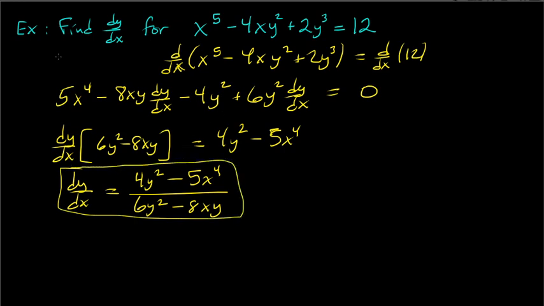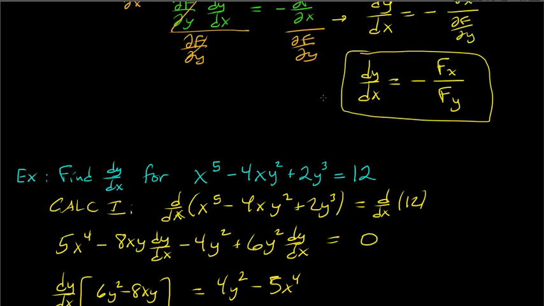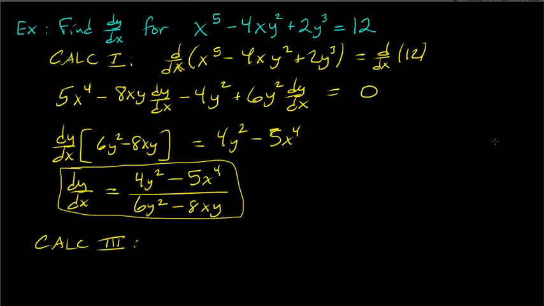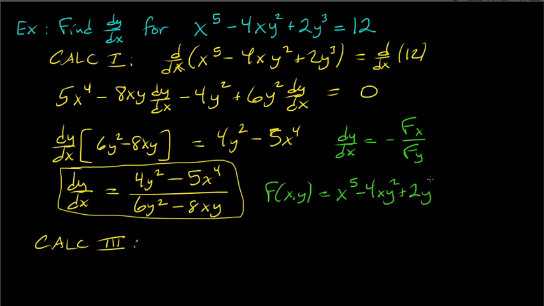Okay, so yep, this is a review. This is the Calc 1 way of doing it. Now, of course, let's do the same problem, but now use Calc 3. In other words, just use this equation up here. Just as a reminder, the derivative of y with respect to x is minus the x partial of capital F over the y partial of capital F. So what is the capital F here as a function of x and y? It's just x to the 5 minus 4xy squared plus 2y cubed.